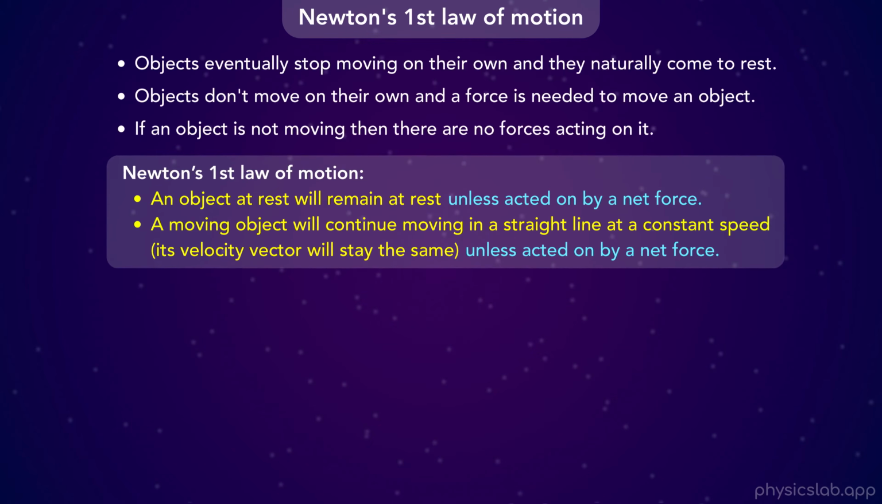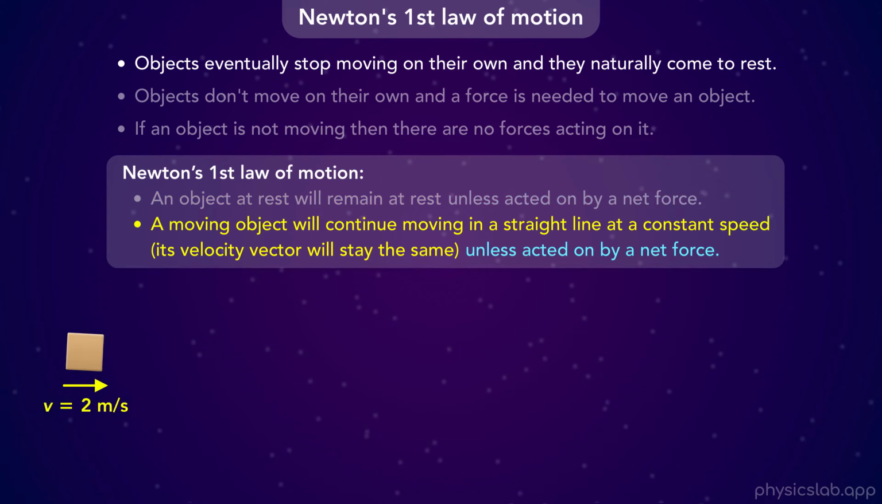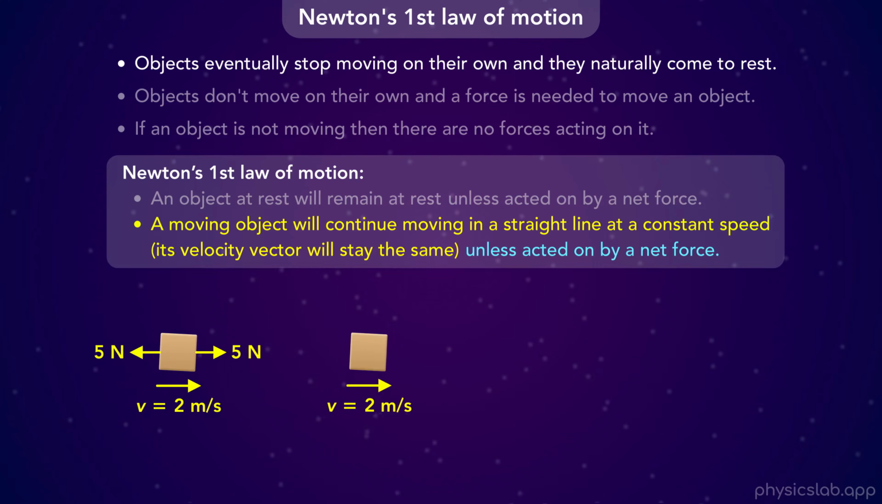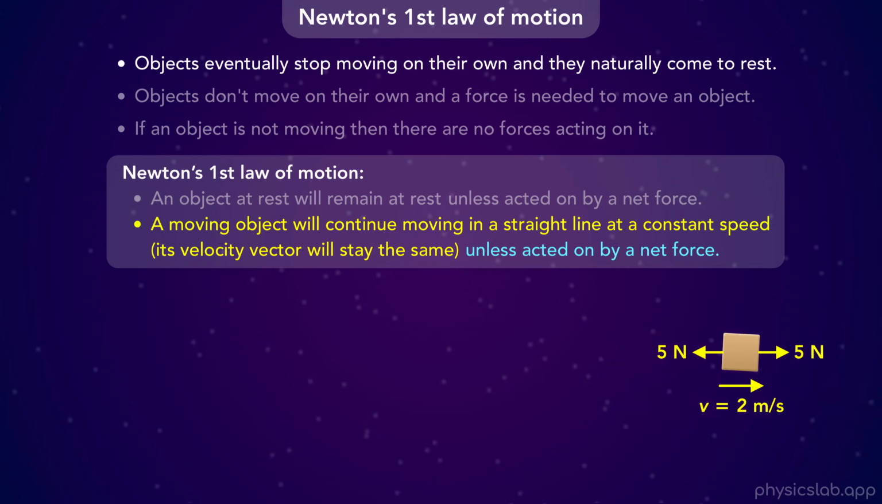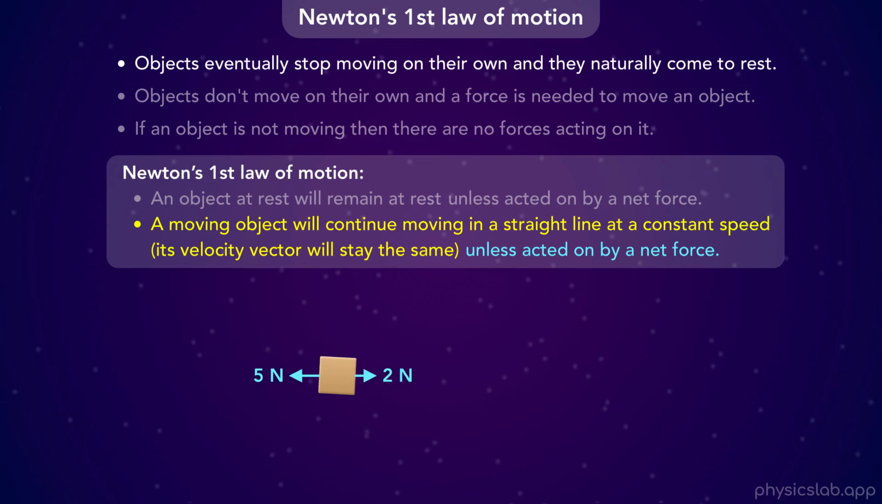While we're here, let's explain why those statements from before aren't true. First, objects eventually stop moving on their own, and they naturally come to rest. Now we know from Newton's first law that objects actually keep moving on their own because of their inertia. If a moving object slows down and stops, it's because there's some net force causing it to do that.